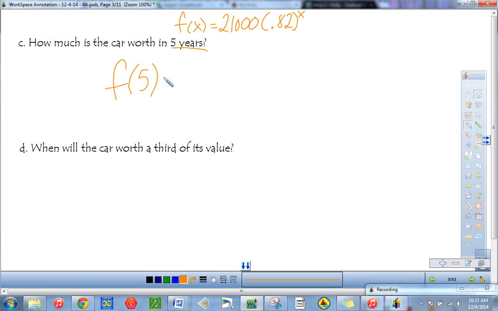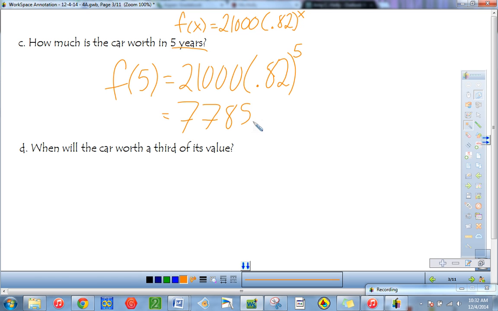So f of 5. This is the reason you wanted to have graphing calculators today. I don't think anybody wants to find out what 0.82 to the fifth is by hand. You're welcome to. 7,785. Alright, and what does this mean?